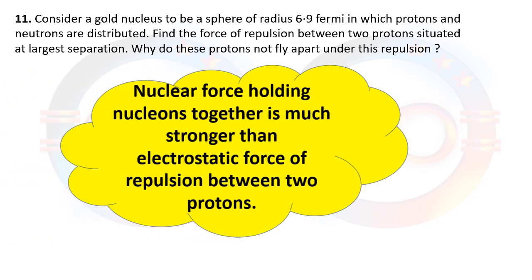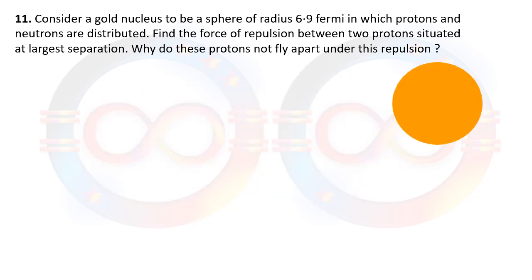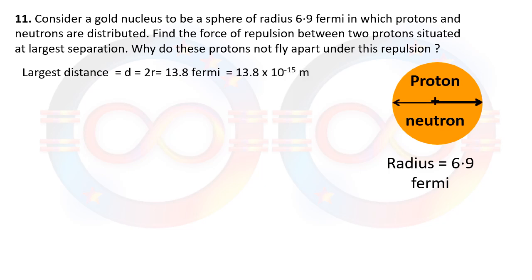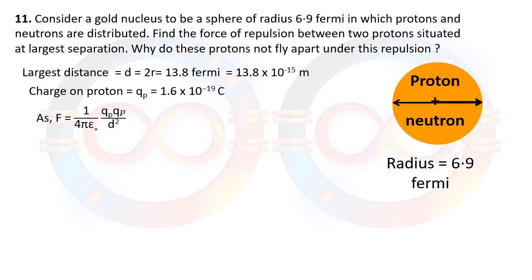So we know that the nuclear force holding them together is much stronger than the electrostatic force of repulsion between two protons. Now, if we take this as the gold nucleus, the radius is 6.9 Fermi, the diameter will be double the radius, that is 2r, which is 13.8 Fermi. Protons are carrying a charge of magnitude 1.6 × 10^-19 coulomb.